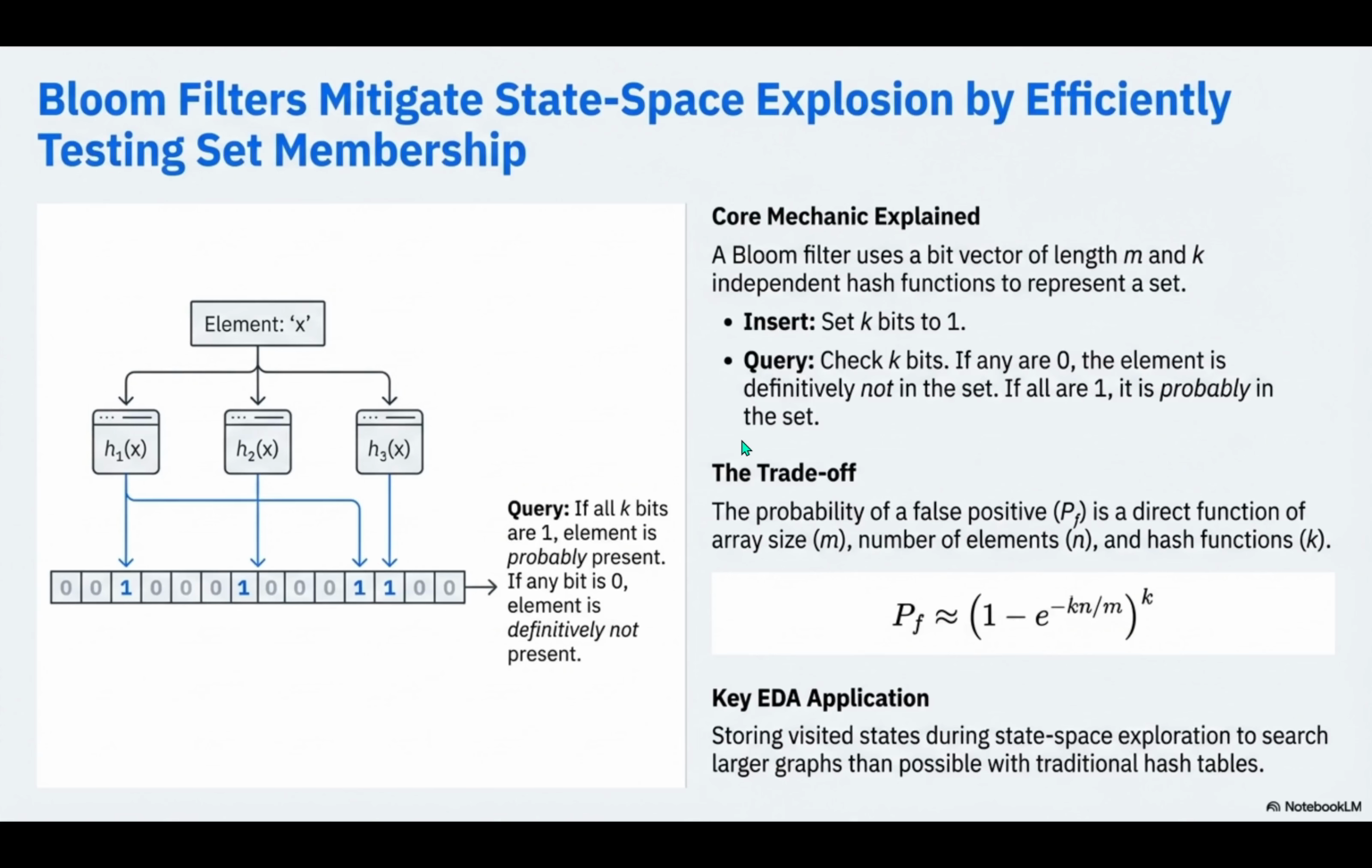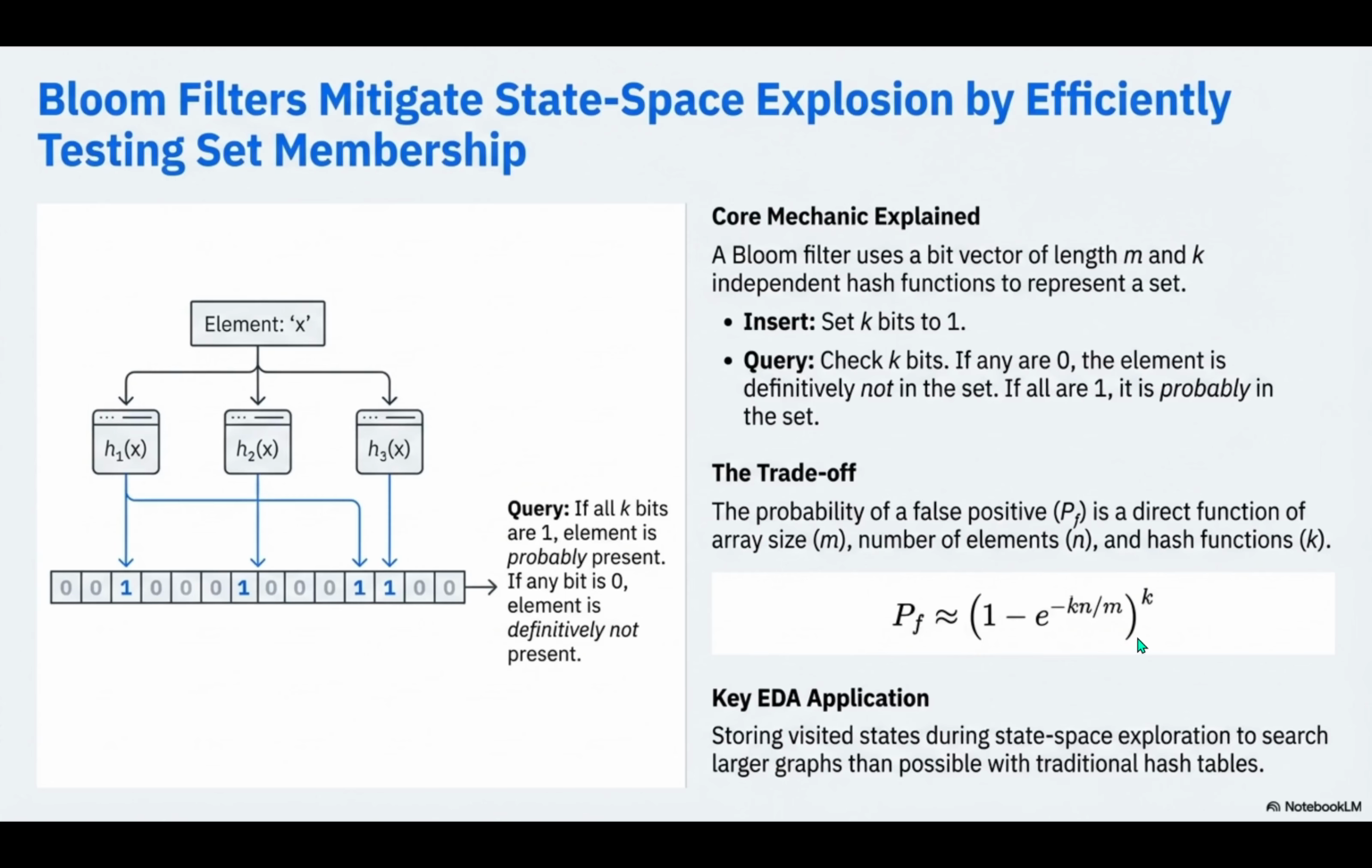And the query is where the probabilistic part kicks in. That's it. To check if you've seen that state before, you hash it again with the same functions. You look at all the corresponding bits. If any of them is a 0, then it is definitively not in the set. Impossible. But if they're all 1s, then it's probably in the set. That asymmetry is the critical part, isn't it? You never get a false negative. Never. The only error is a controlled false positive rate. You might occasionally think you've seen a state when you actually haven't because of a collision.